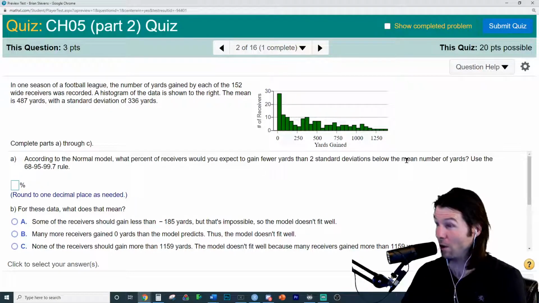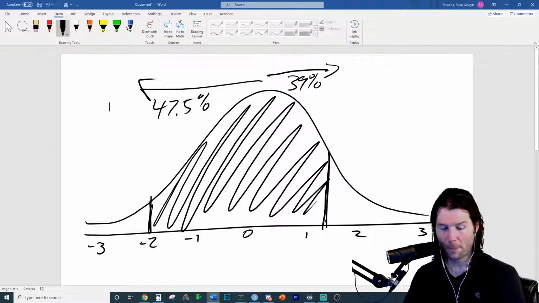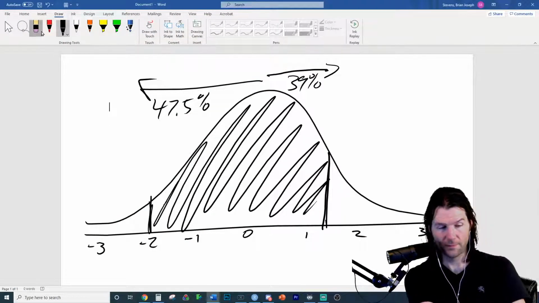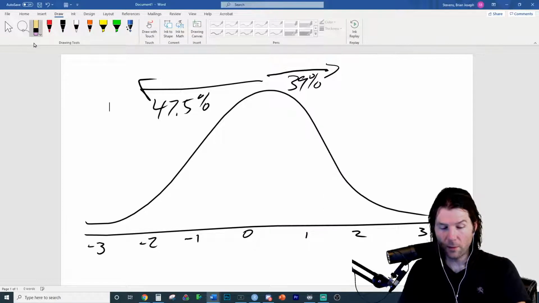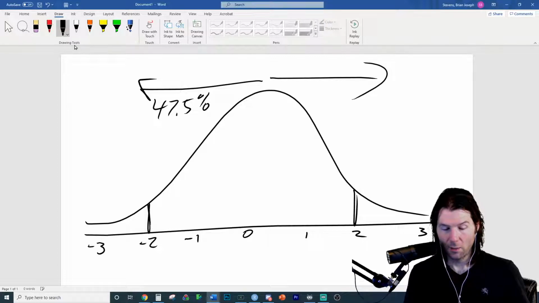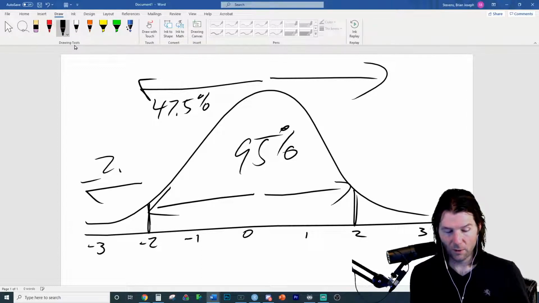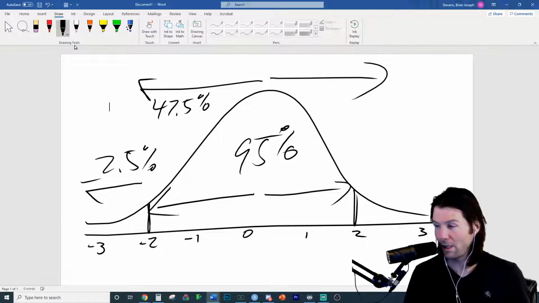So according to the normal, what percent of receivers would you expect to gain fewer than 2 standard deviations below the mean? So let's go back to our normal curve, and this is according to the empirical rule. I actually already have something here to help us out. My arrow is just a little bit off. So how did I get this amount here? Well, 95% is between here and here, so I cut that in half. But you can get it a few other ways. We're trying to find that area right there.